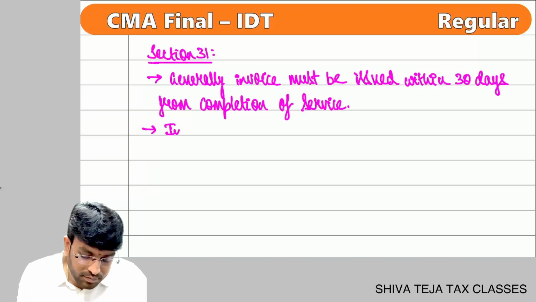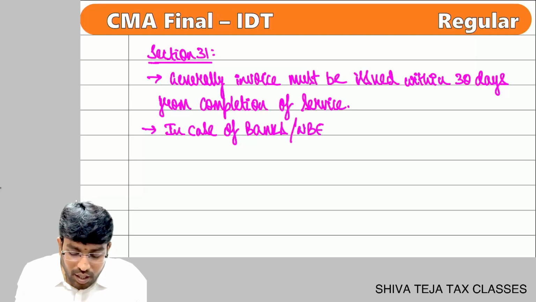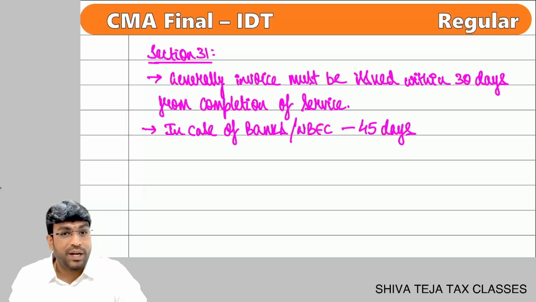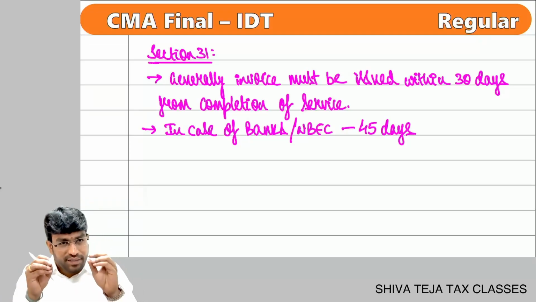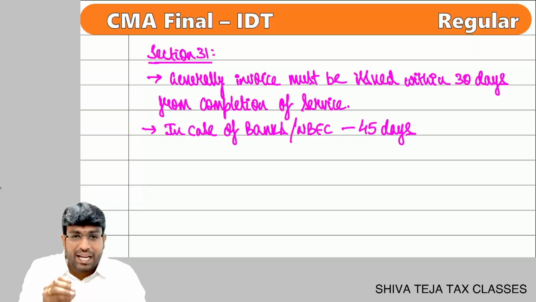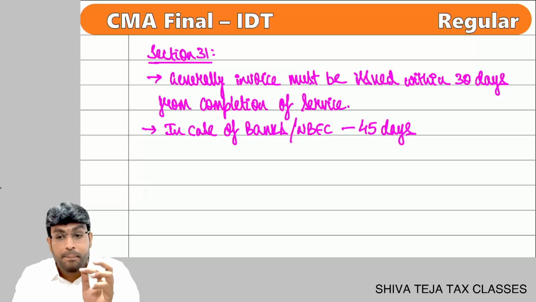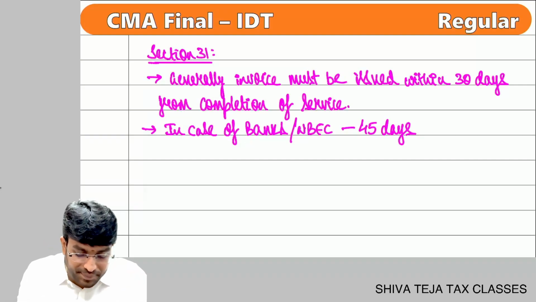Second, in case of banks or NBFC, it is 45 days. Generally, how many days? 30 days. Bank, NBFC, how many days? 45 days. So if invoice is given within the time, what is the answer? Date of invoice, date of payment, whichever is earlier. And if it is not given within the time, date of completion of service or date of payment, whichever is earlier. So generally, what is the time limit? 30 days. Bank, NBFC, how many days? 45 days. Next point.